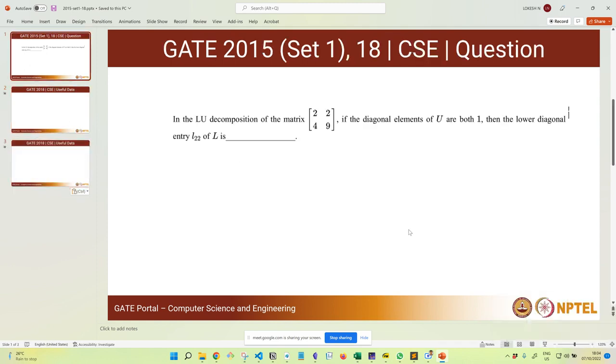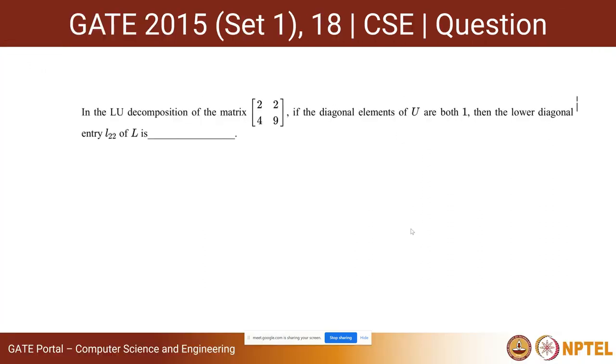Now, to make the class interactive, can you tell me the steps? So the precursor to LU decomposition is finding row reduced echelon form. I think you must be already familiar with that, right? So now let's assume this to be the matrix A.